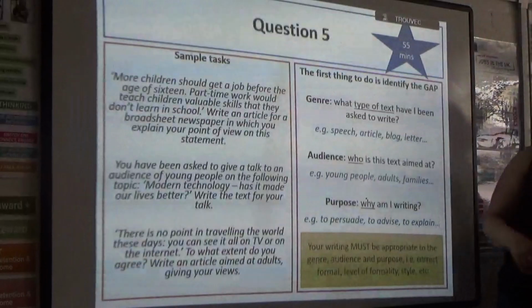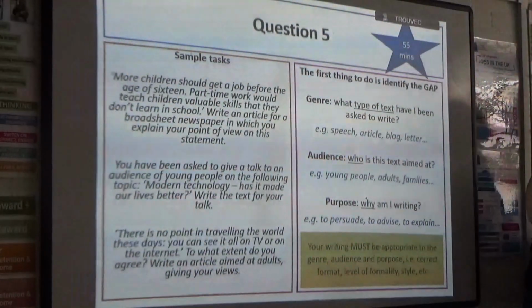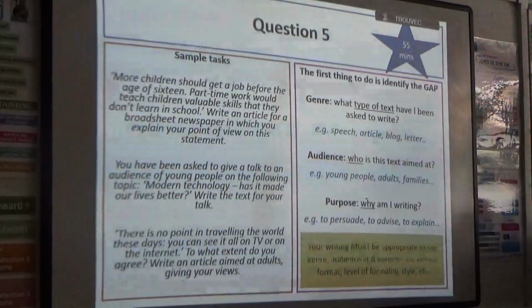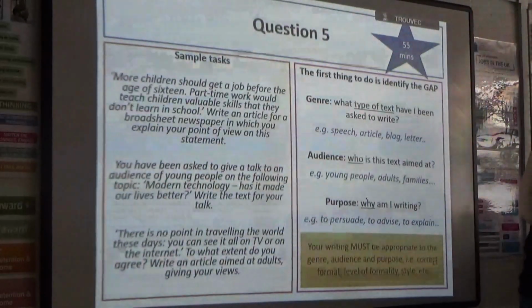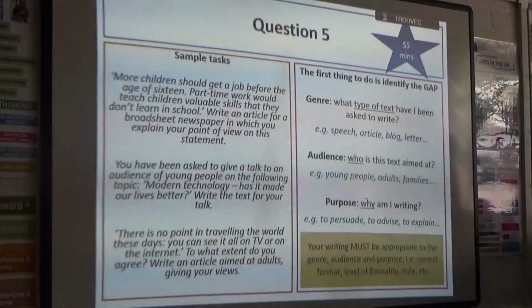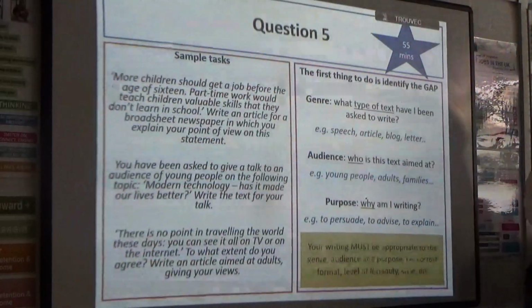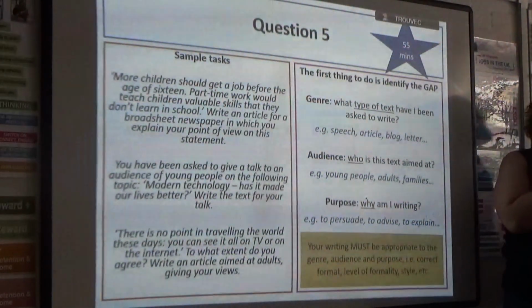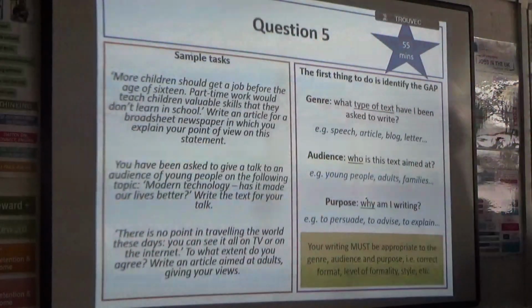So today, you're going to pick one of these 3 sample tasks, okay? I'm going to read through them for you. More children should get a job before the age of 16. Part-time work would teach children valuable skills that they don't learn in school. Write an article for a broadsheet newspaper in which you explain your point of view on this statement.